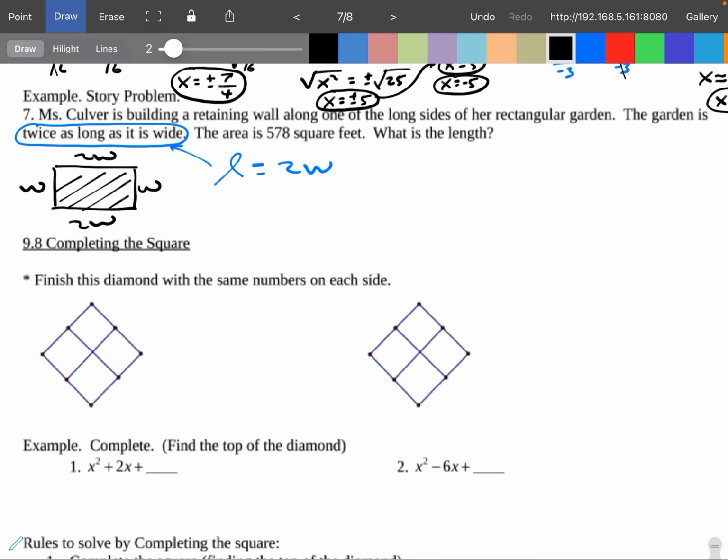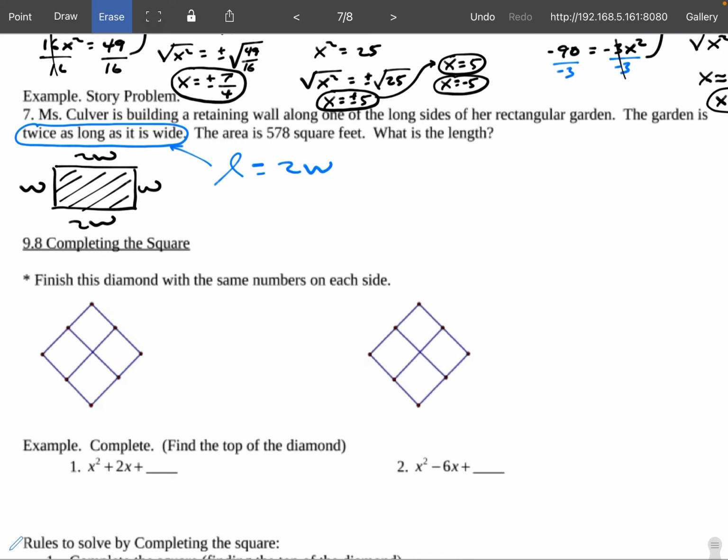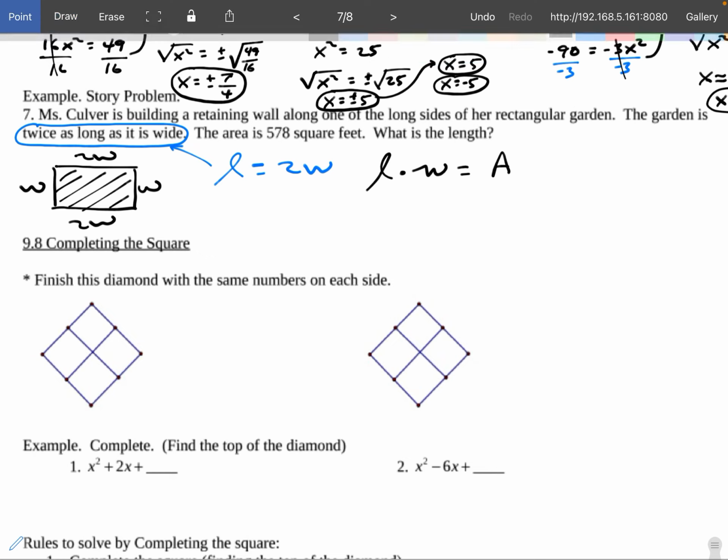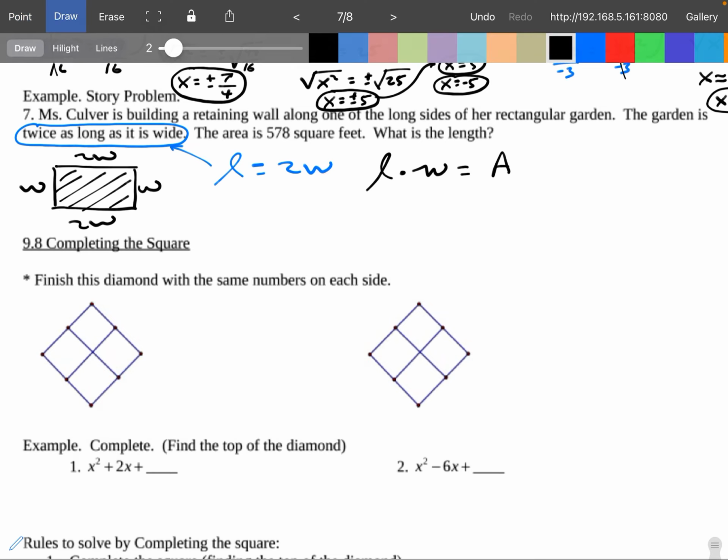Well, then it tells you the area. The area is 578 square feet. So if you guys remember the area of a rectangle, it does not look like a 2W up here, but I'll leave it though. The area is equal to length times width if it's a rectangle, right? So length times width has to equal the area. Well, we just said the length here is twice the width. So the length is 2W.